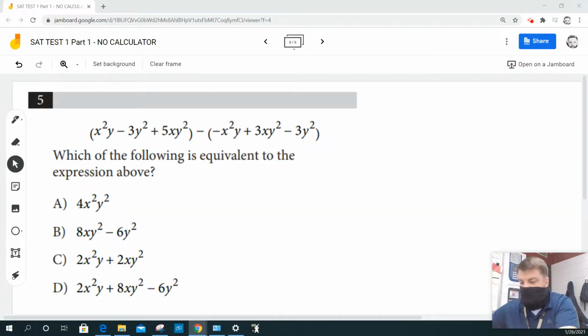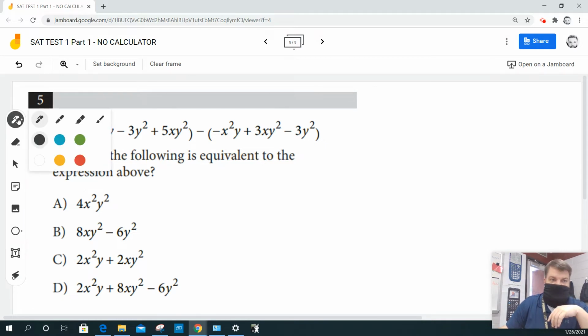So for this one, it says which of the following is equivalent to the expression above? So basically, we're just going to have to add this up and see what we get. So the first thing that I notice is that I have this negative sign. Now, really, you should think in terms of multiplying that by -1. So what does that mean?